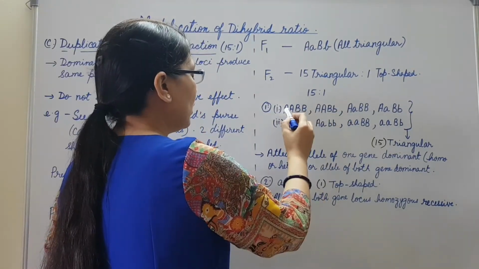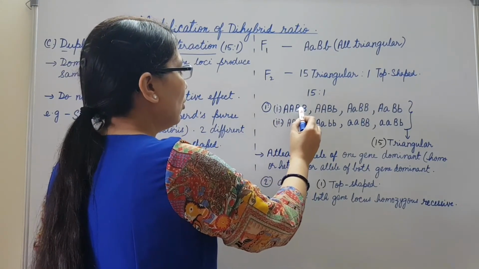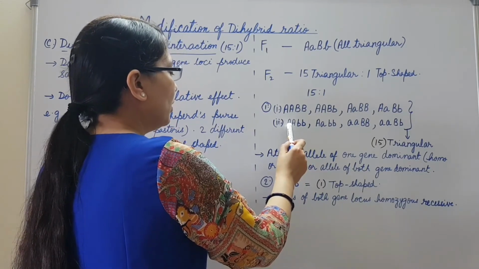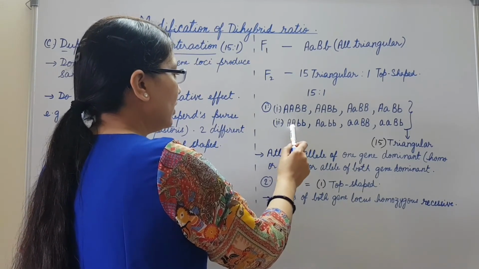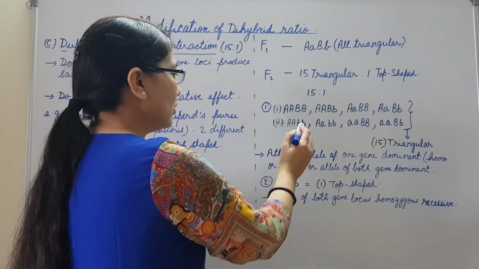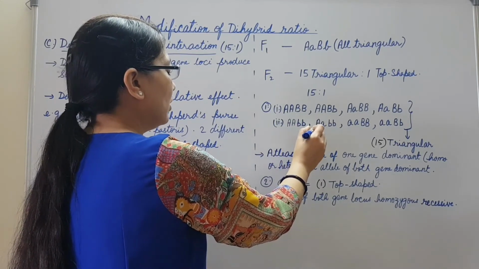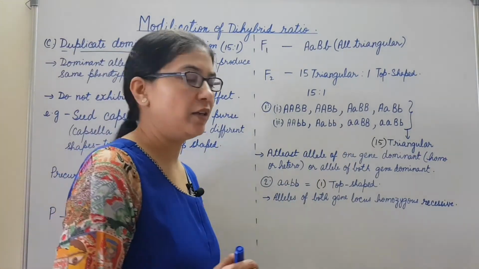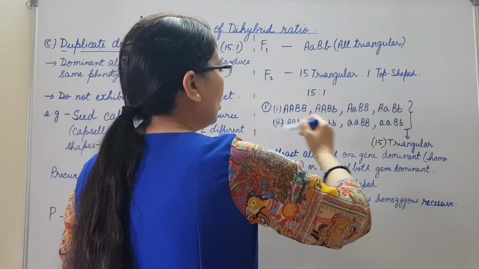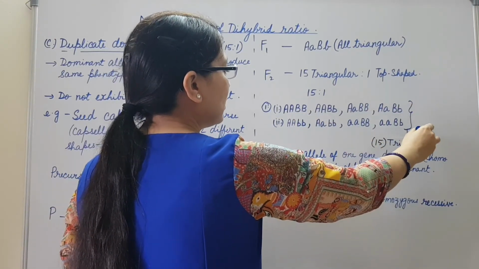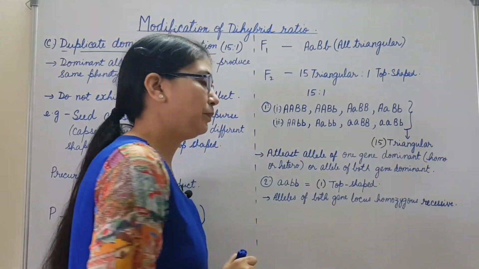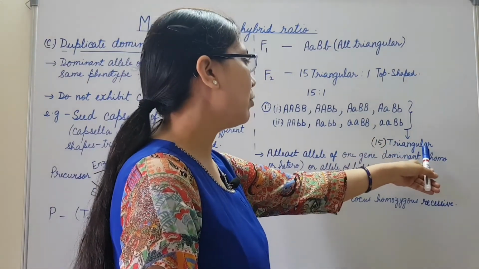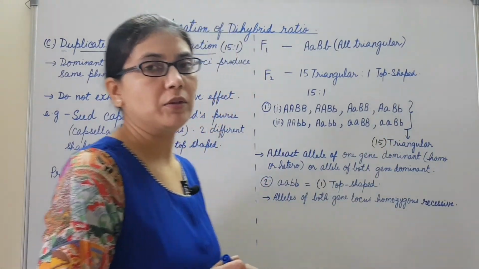In this type of genotype, at least one dominant allele of either gene is present. Either the dominant allele of gene A is present in the homozygous or heterozygous condition, or the dominant allele of gene B is present in the homozygous or heterozygous condition. So all these genotypes give a triangular seed capsule. The number is 15. So how are all these genotypes giving the same triangular seed capsule?